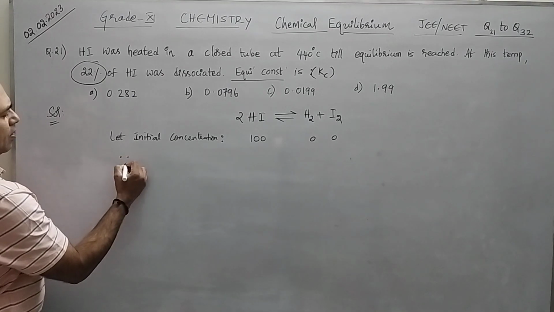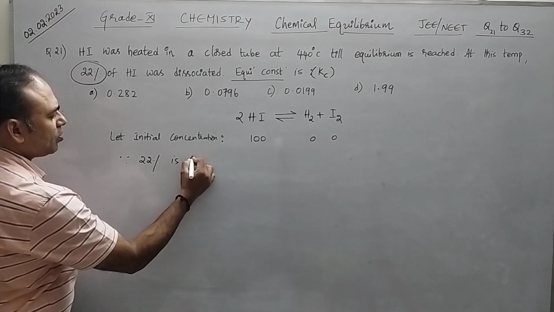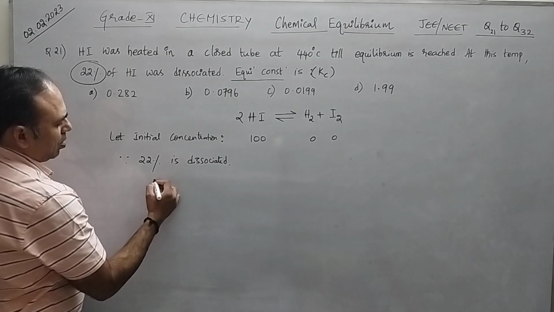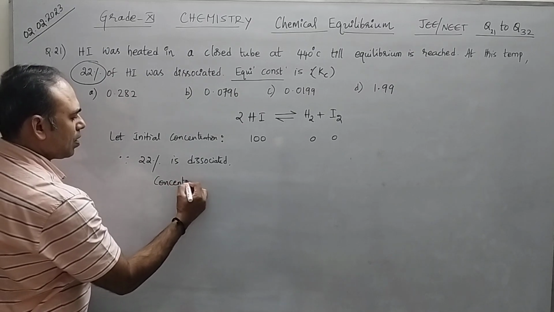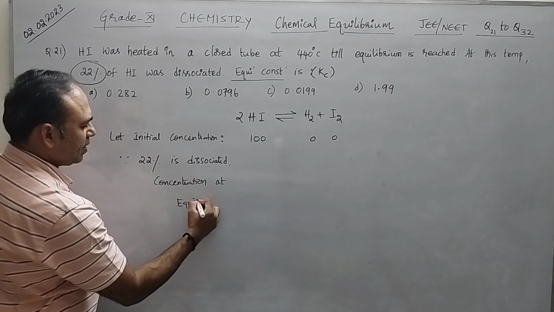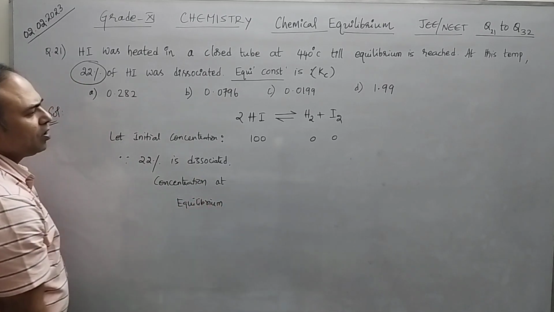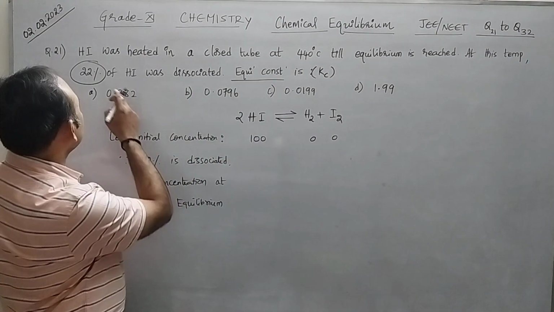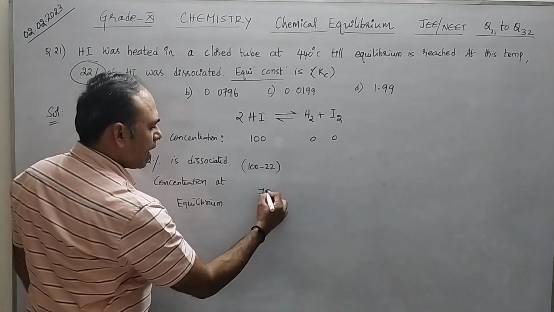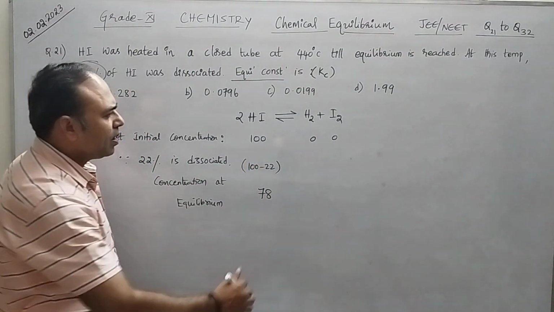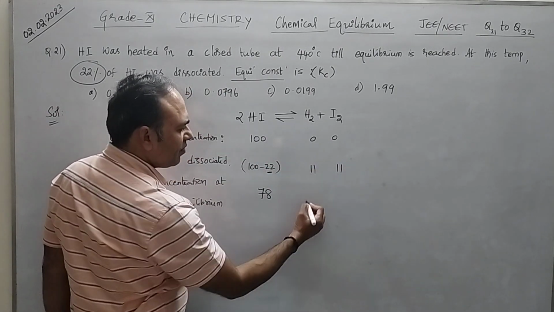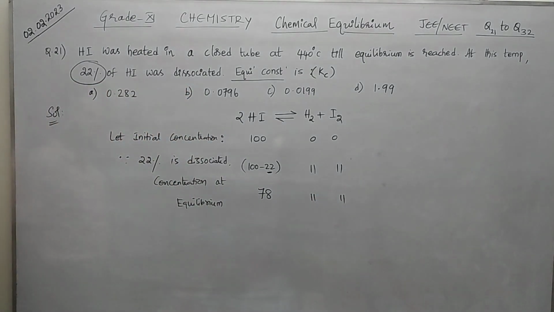Next, since 22% is dissociated, so we can write the concentration at equilibrium. Because 100 and 22 is dissociated, we can write 100 minus 22. So therefore you get at equilibrium the concentration is 78. Now here 22 is dissociated equally, hence we have 11 and 11. Now we got the concentration.